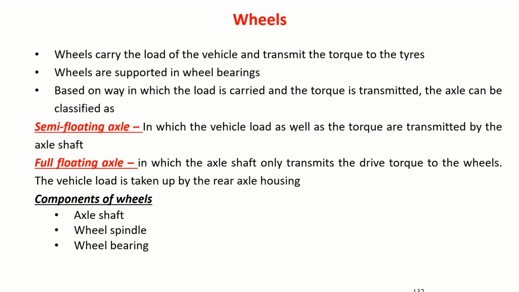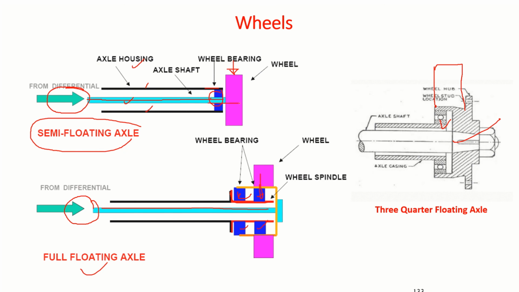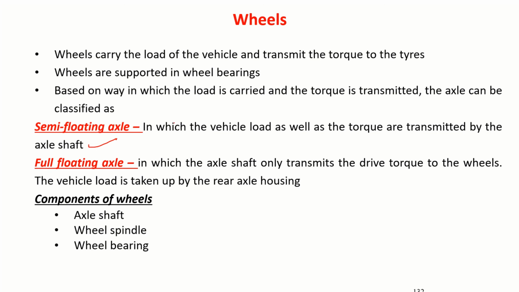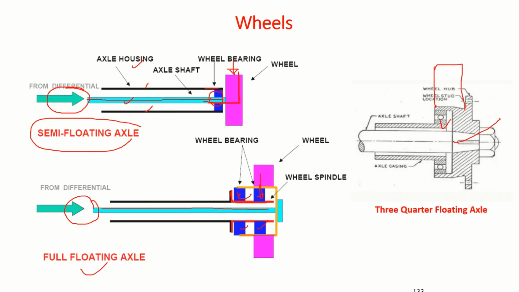In semi-floating, the vehicle load as well as the torque are transmitted by the axle shaft. In the fully floating, the axle shaft only transmits the drive torque to the wheels. The vehicle load is taken up by the rear axle housing. See here, on the housing, the load comes. That is the difference between fully floating and semi-floating, and there is also a three-quarter floating.